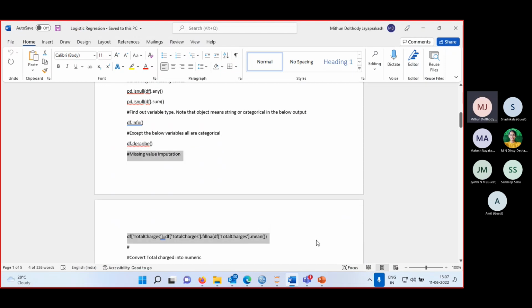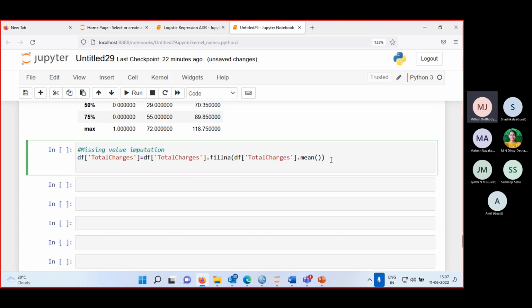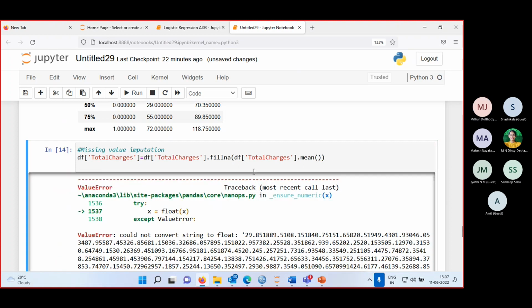Let us try to impute it, missing value imputation. It will not work, but I'm showing you something. It returns a value error, because I'm trying to fill df of total charges with the mean value. It just gives me an error because by definition, mean and such things are applicable on numeric. But because of the presence of those blank cases, it is being read as an object, and an object it is not able to understand.